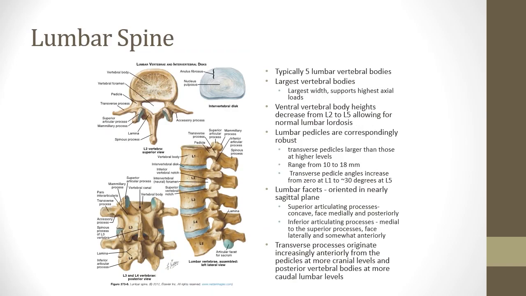The lumbar spine typically consists of 5 lumbar vertebral bodies. The lumbar segments are characterized by the spine's largest vertebral bodies, particularly as a result of increased width, which subserve the largest axial loads seen in the mobile spine. The laminae are also wide, commensurate with lumbar lordosis and the prominent sacrovertebral angle. Ventral body heights decline from approximately L2 to L5. Lumbar pedicles are correspondingly robust, with transverse pedicle widths dramatically larger than those at higher levels. They range from 10 to 18 millimeters in size. Transverse pedicle angles increase from 0 at L1 to approximately 30 degrees at L5.